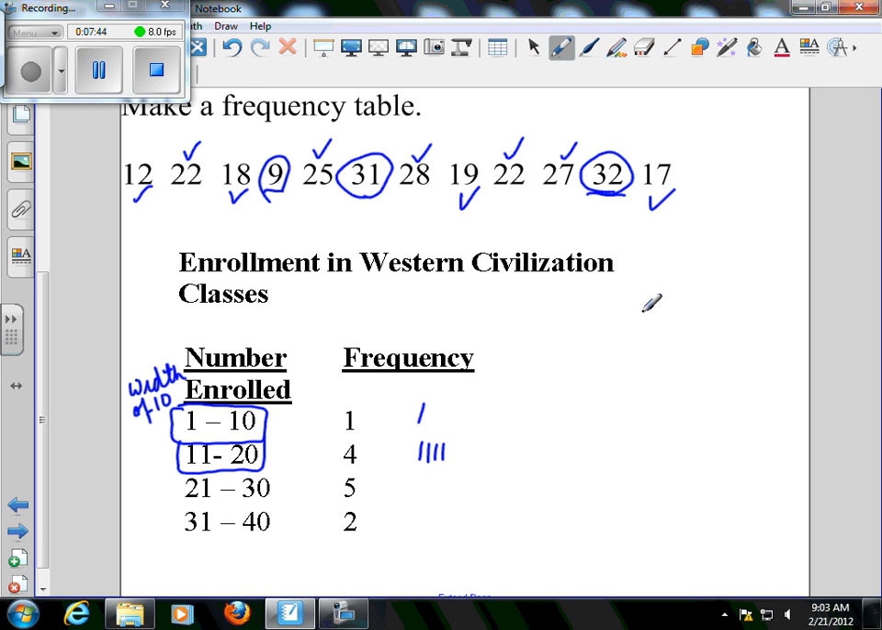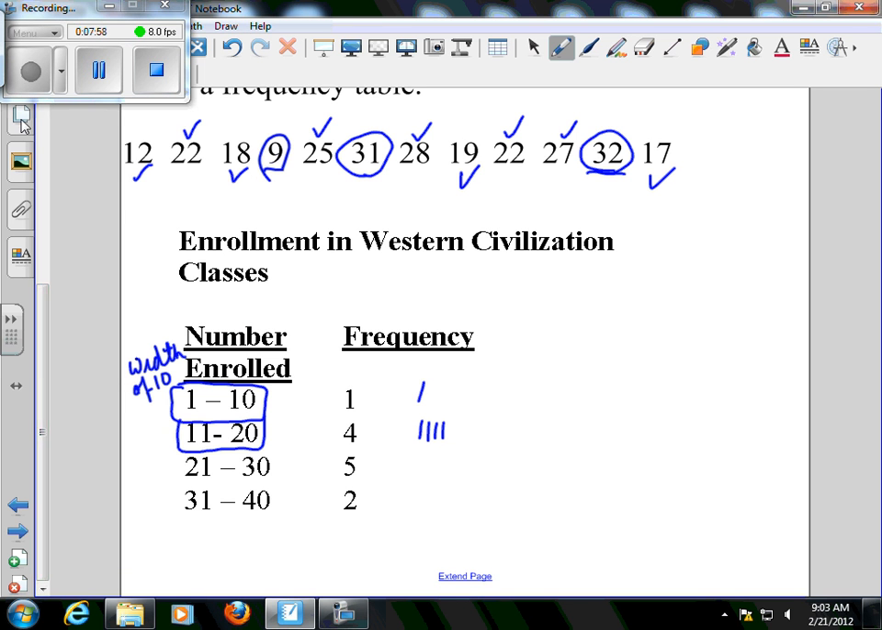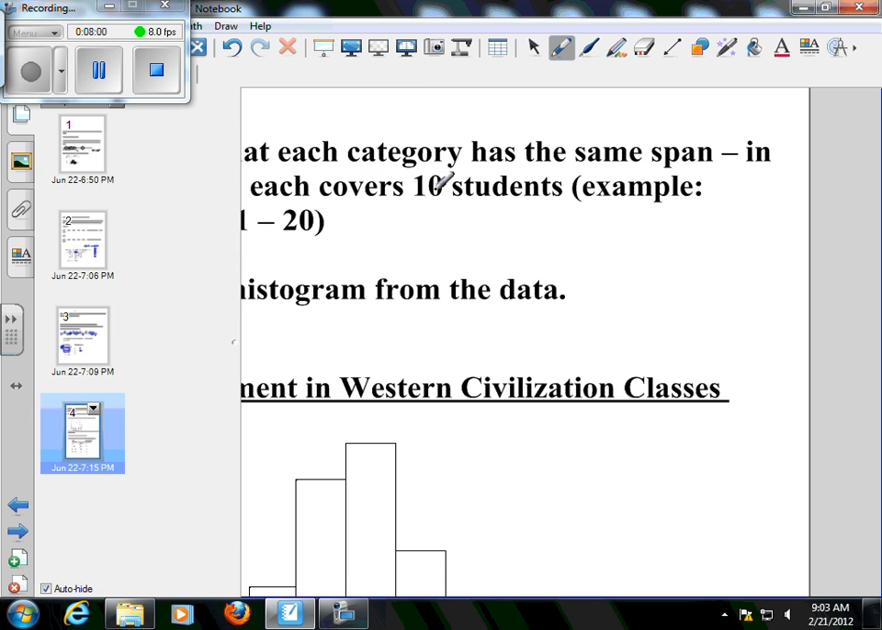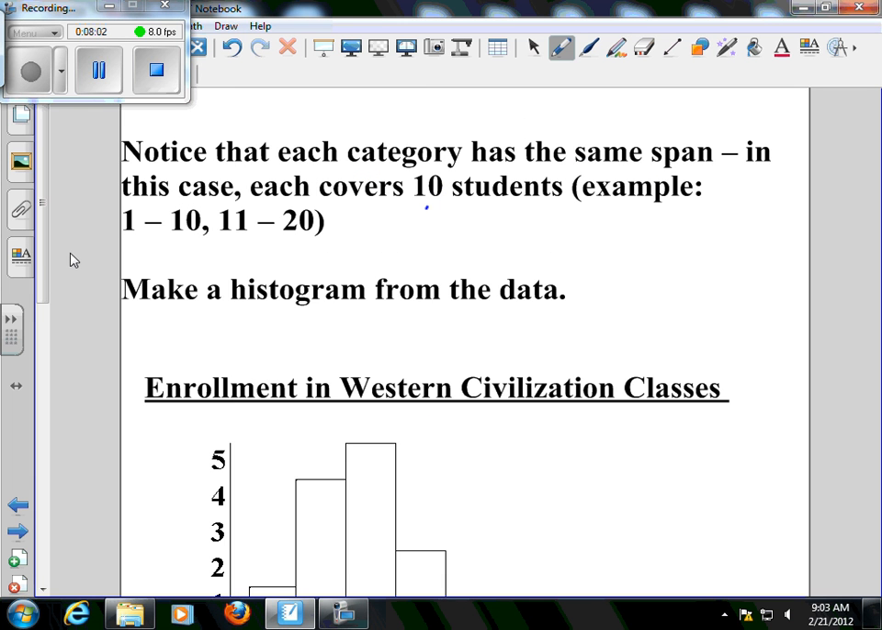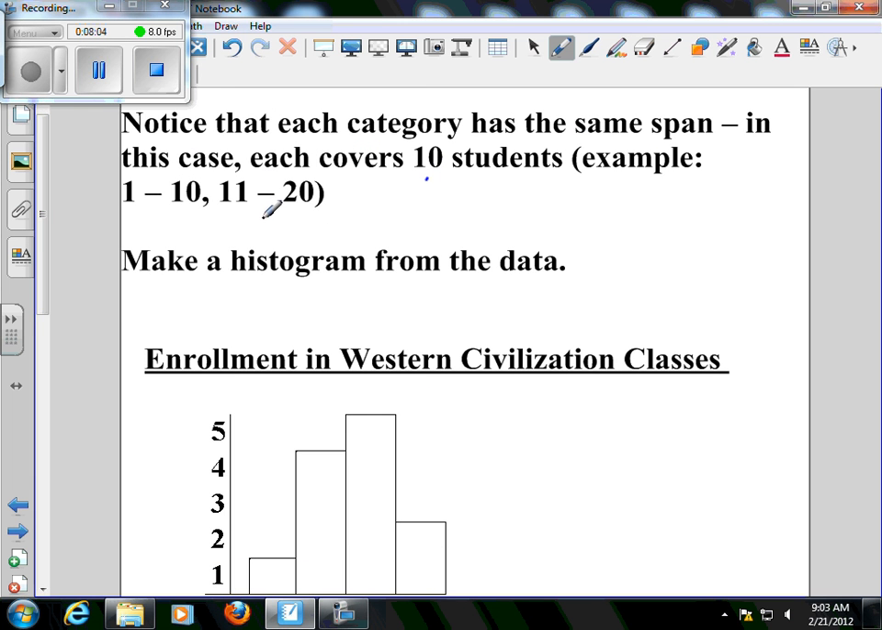Again, the title describes our data, enrollment in Western civilization classes, and we've just listed our category that we're looking at and the frequency, how many fell into each category. Okay, let's move on. Again, I've just made the note that each category has had the same span. In this case, each category covered 10 students.